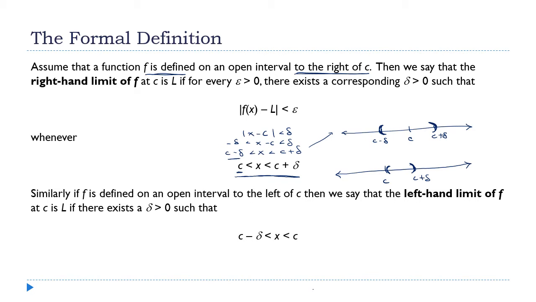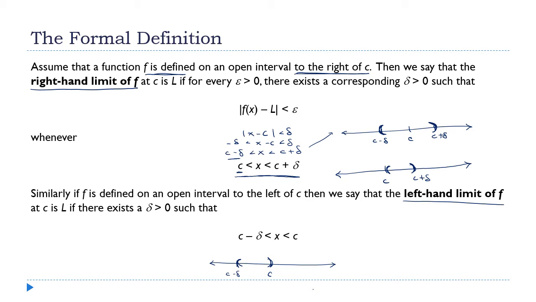Everything on the right-hand side of c has to map into that interval around L, around the limit. And down here, that's for a right-hand limit. And down here, for a left-hand limit, we're going to do the same thing. Now we're going to say we're looking only at the open interval between c minus delta and c. Those are the numbers to the left of c. Those are the only ones we're going to require for the left-hand limit.